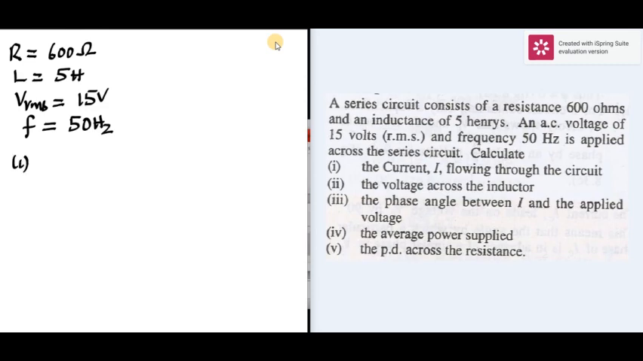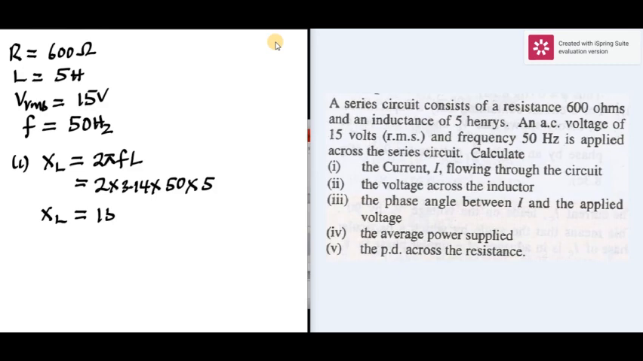To find the current flowing, let's find the inductive reactance first, given by the expression 2 pi FL. Substitute the values. Pi is 3.14, frequency is 50, inductance is 5. That will give us the inductive reactance to be 1570 ohms.